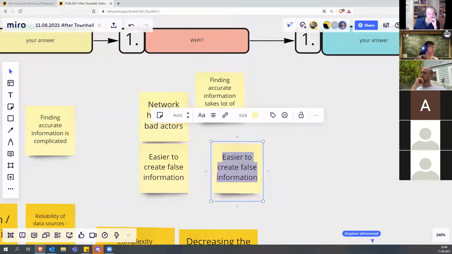While you write, I'm going to try to rephrase on a sticky note what I said earlier. Easier to create.